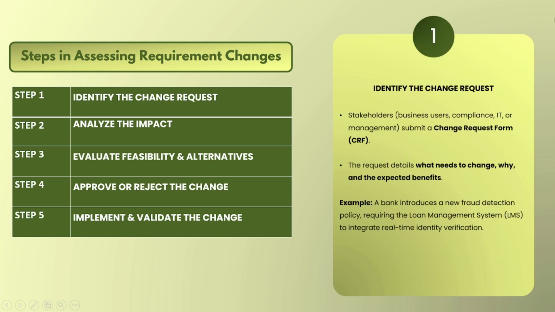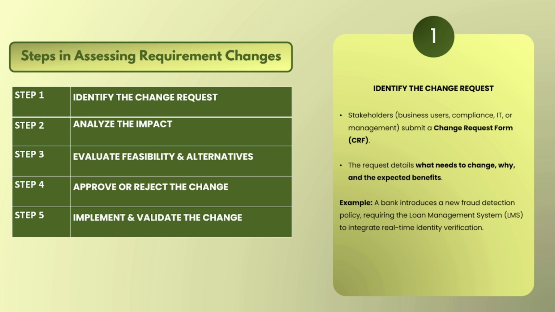So first is identify the change request. Stakeholders like business users, the compliance team, the IT team, or management submit a change request form. In organizations we call it a CRF. The request details what needs to change, why, and the expected benefits; everything is mentioned in this form. So in this way we can identify the change request.